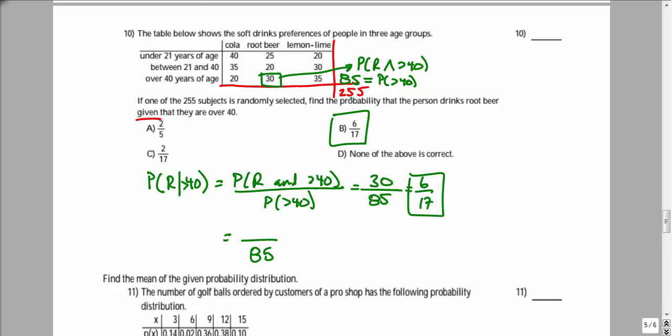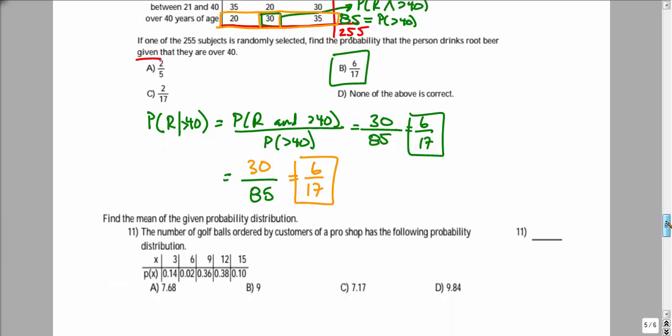Now in this column of over 40s, how many of them are root beer? And that's just this 30. So again, that 30 over 85, which is 6 over 17. So if you can remember to condition on that population, again, this nice little contingency table helps us find that probability very fast.